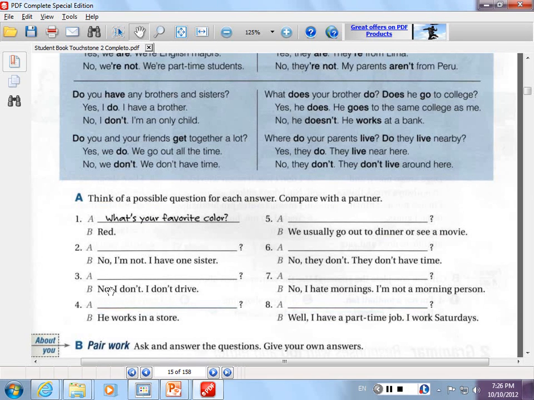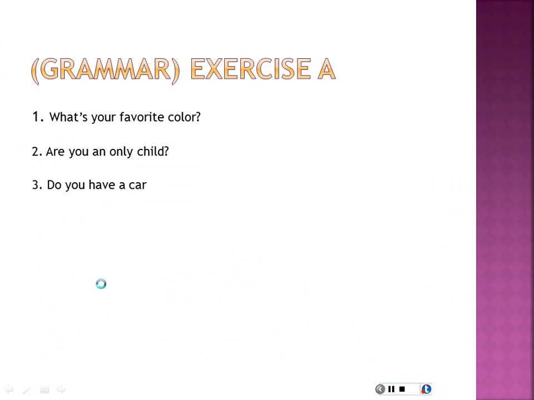As you can see, again we have no. It means we should start with a yes/no question again. Let's see the possible question for number 3. Do you have a car? In this case we used a yes/no question, and we used do because we have the main verb have, and do here is an auxiliary verb.